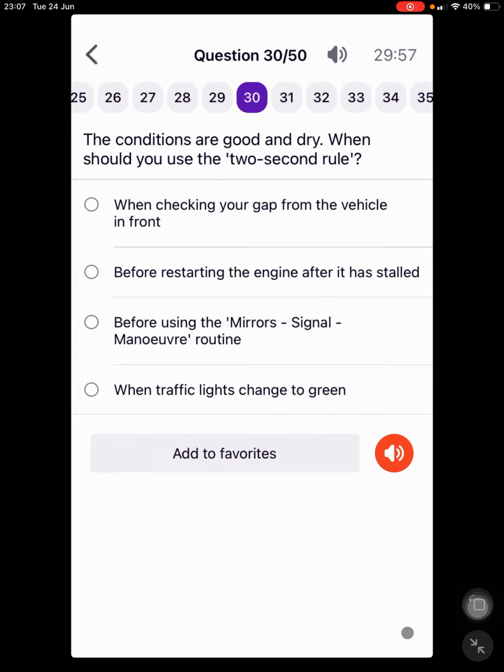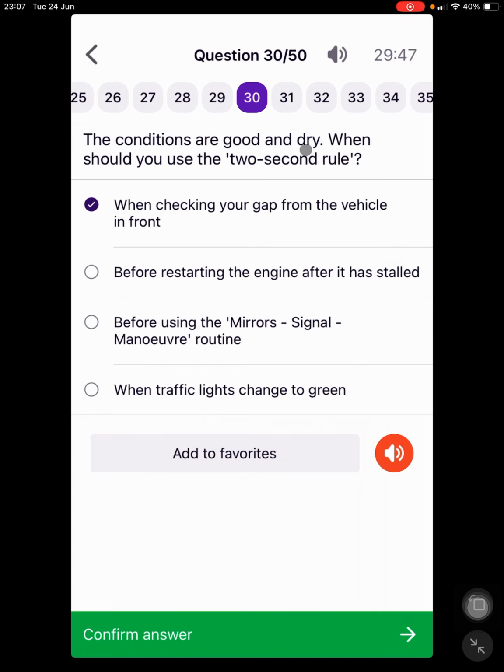Oh, thank you, Maurice. 2-second rule. Yeah, when checking your gap from the vehicle in front. So 2 seconds when it's dry, 4 seconds when it's wet, and 20 seconds when the road is icy. When the road is icy.